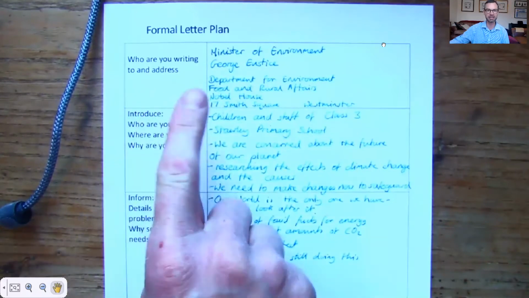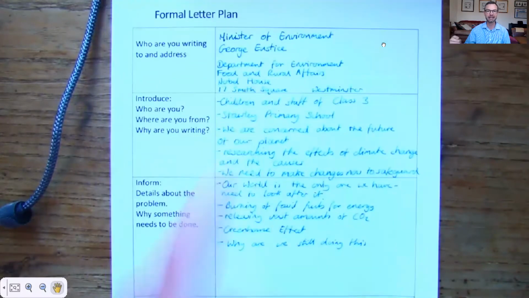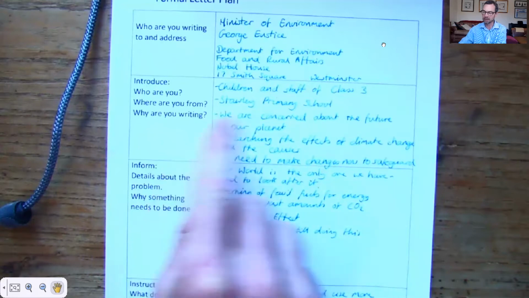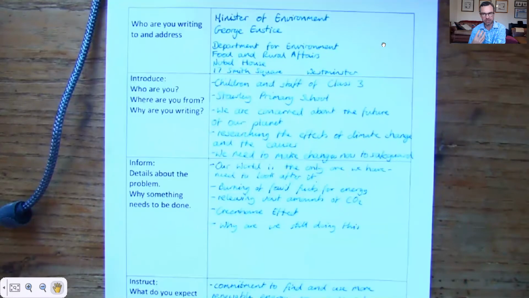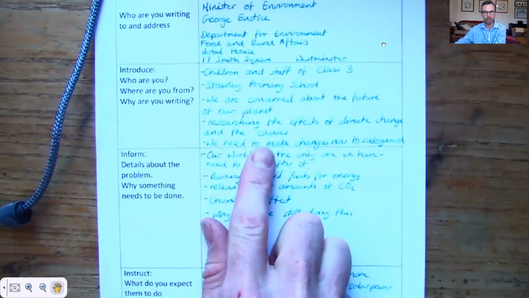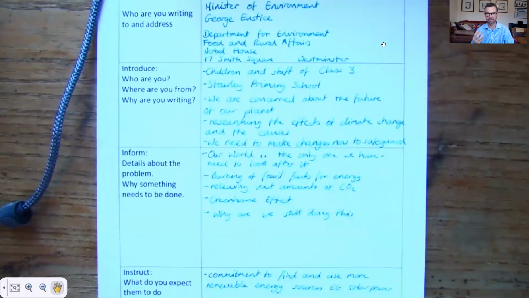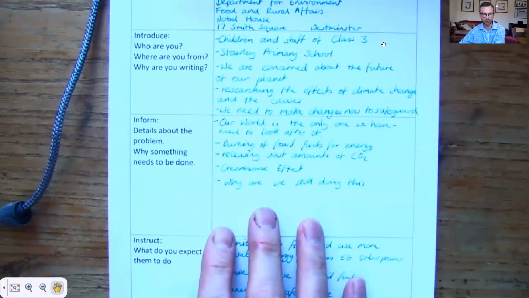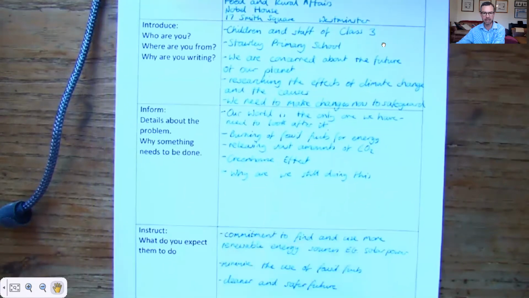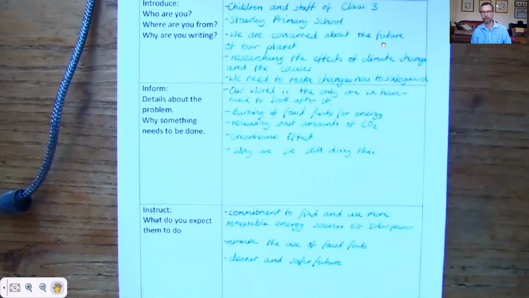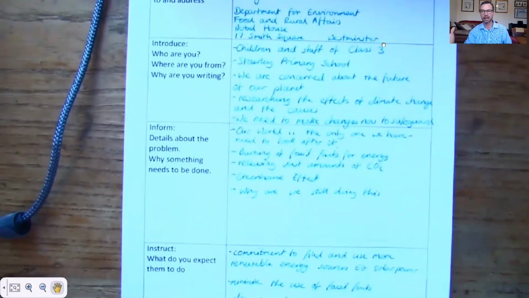So think about who we're writing to. Hopefully we've got their address there. Make sure we're really conscious about what we're actually writing about. So who we are, whether we're writing from just ourselves or from all of us here, where we're from, obviously, and why we're writing. Some of you I know are focusing on different things, so that should be in there. Hopefully you've got your details about the problem sorted, and why something needs to be done, and then the instruction, what we expect them to do.